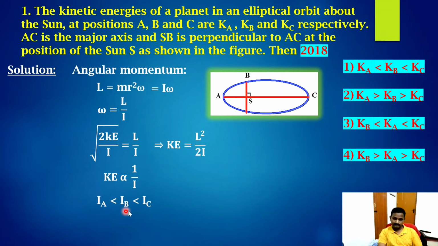So here we got the relation: moment of inertia at A less than at B less than at C. Whenever moment of inertia at A is less than at B, we can say kinetic energy at A is greater than kinetic energy at B. Why? Because kinetic energy is inversely proportional to moment of inertia. Similarly, kinetic energy at B is greater than at C. So from the options, option 2 is the answer. Now we will go with the second question.